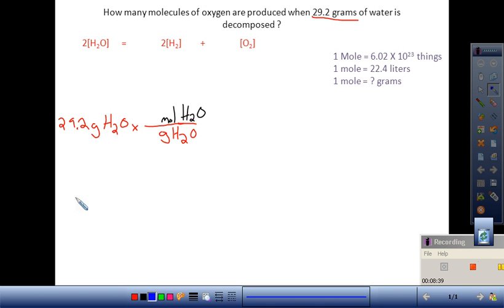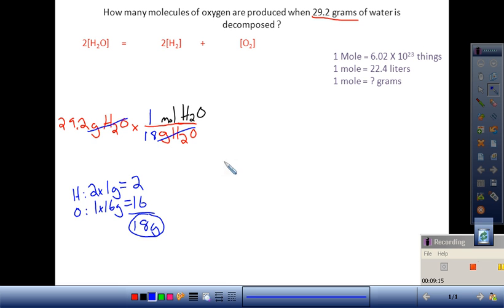My numbers, again, just like the last time, I have 2 hydrogens. I have 1 oxygen. That just comes right from my formula. Hydrogen is 1 gram from the periodic table. Oxygen is 16 grams from the periodic table. So 2 times 1, and 1 times 16. And I add those together. That's my molar mass of water. So I take that 18 grams, and it's always for 1 mole. Okay, I'm going to cross off my similar stuff there I don't need.